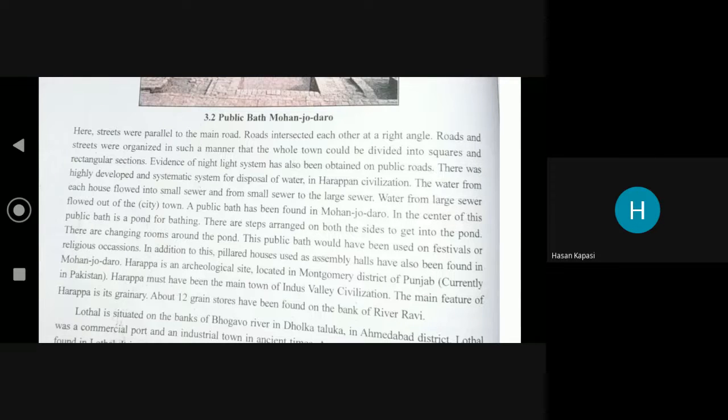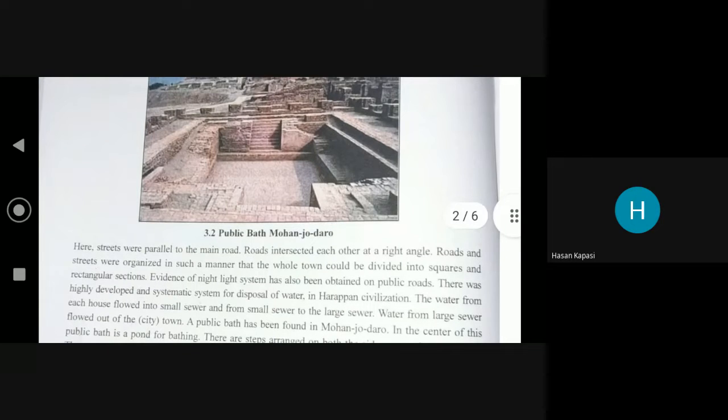There was a highly developed and systematic system for disposal of water in Harappan civilization. Apart from that, a public bath has also been found in Mohenjo-daro. Today also in swimming pools we have such stairs, to get down and get up.